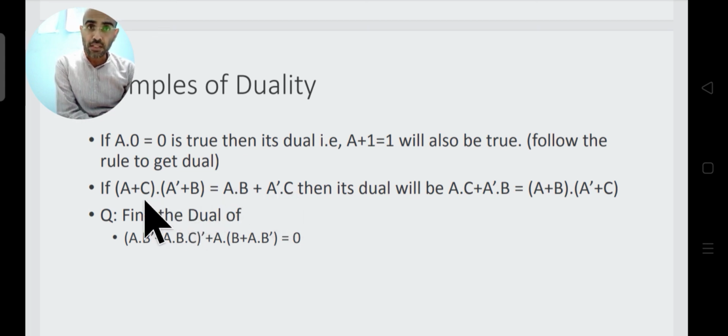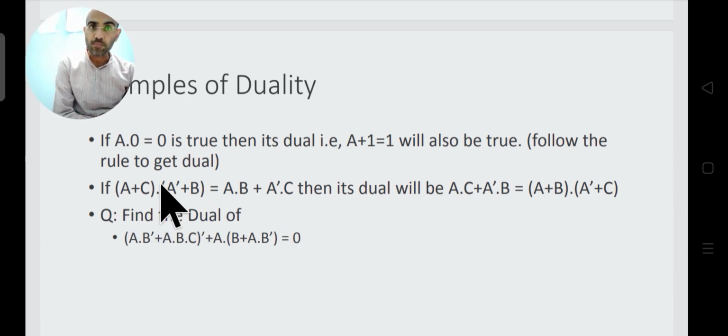So the dual of this will be what? a dot c, plus complement. We are changing the operators. Because there is no 0 and 1 involved, the second rule will not be applied here, but we'll keep the literals and variables the same and interchange the operators. So this will become a complement dot b, right? The other part is a plus b dot a complement plus c, right? So this is how we find the dual of this.